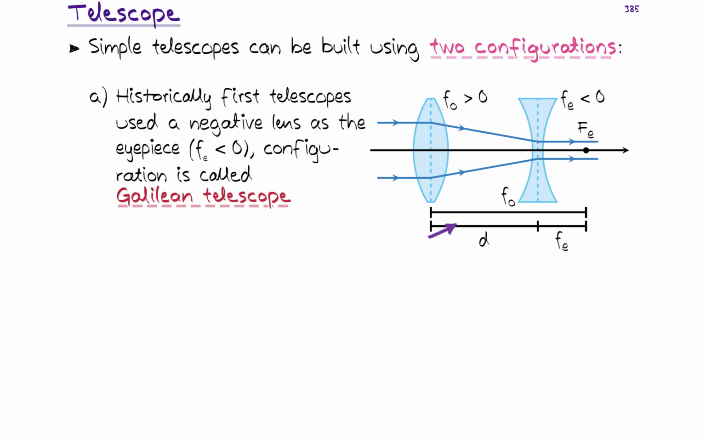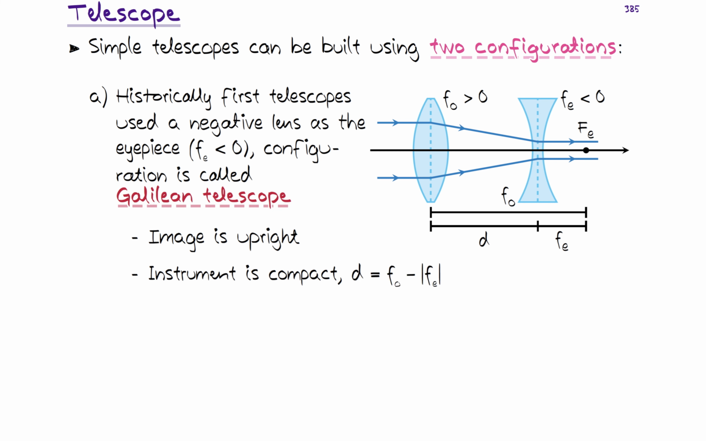And now the nice thing is that the separation between the two lenses can be reduced, so that it's going to be a more compact device. The nice thing also is that the image that will be formed is upright. This is the benefit of using a negative focal length lens.